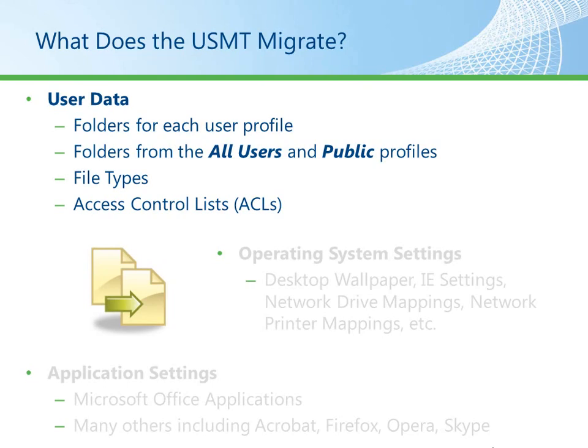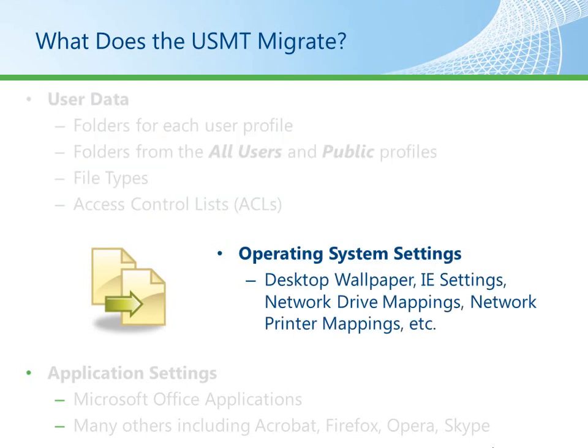It also migrates the access control list. So the USMT migrates the ACLs for specified files and folders from computers running both Windows XP and Windows Vista. For example, if you migrate a file called file.txt that is read-only for user A and read-write for user B, those settings will apply on the destination computer after the migration. So it maintains those ACLs.